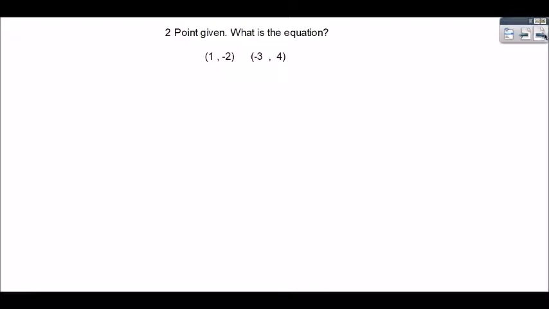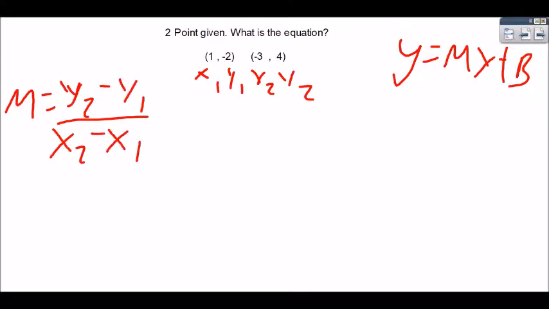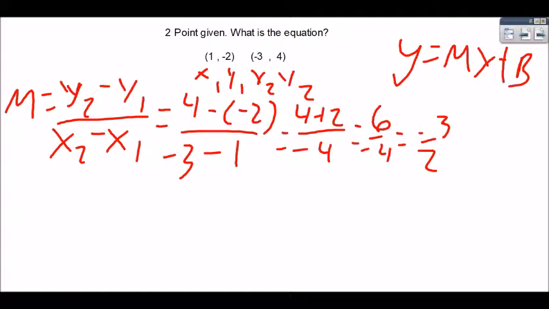Okay. Given these 2 points, what's the total equation? So I know this is x, y, x, y, x1, x2. So they want to know the total y equals mx plus b equation. So we don't need to find y, and we don't need to find x, but we need to find m and b. Well, we know our m equation, and just plug in my values. Okay, so now that I have my m, I can go back to my y equals mx plus b, and I can plug in m. So now I can find b.